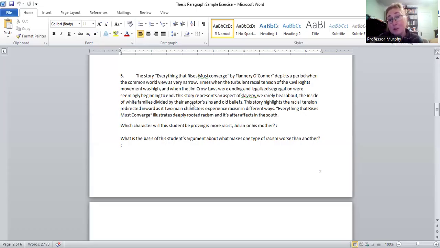What is the basis of the student's argument about what makes one racism worse than another? We don't have that because I don't even know who this person's going to argue is more racist. This is a very common problem that I see very often where people are just like, I'm just going to throw a lot of fancy words at her. I'm going to maybe pull some stuff from the internet that looks kind of fancy. Maybe this was taken from a description of the story. Maybe this was taken from a summary. Sometimes this is the kind of thing I see from generative AI occasionally, though this one did predate generative AI. This is about 15 years old.